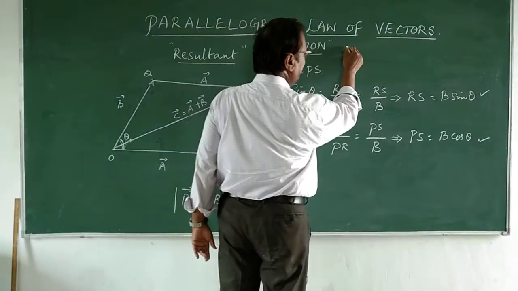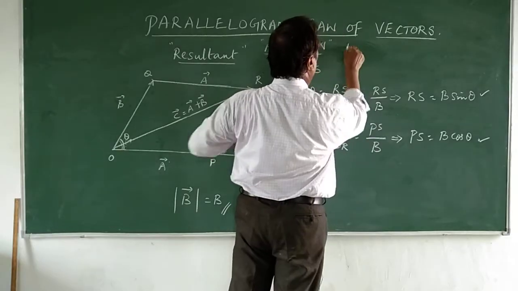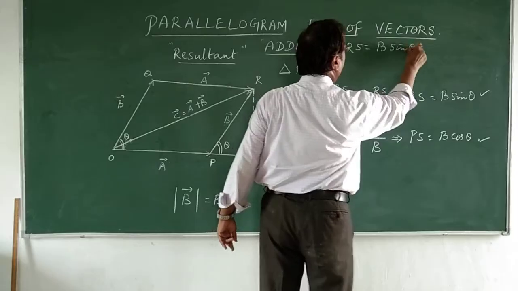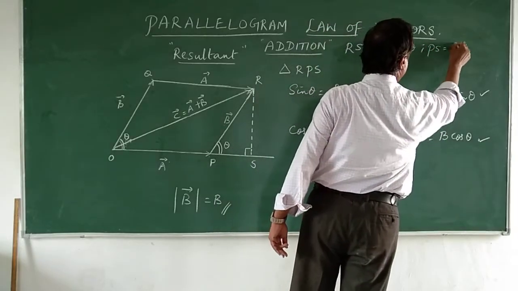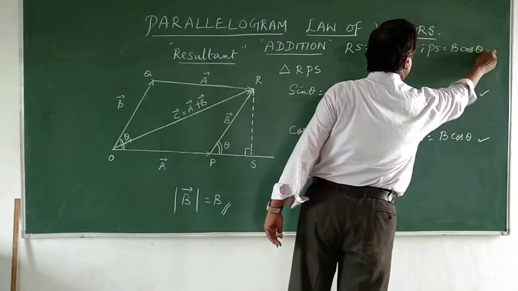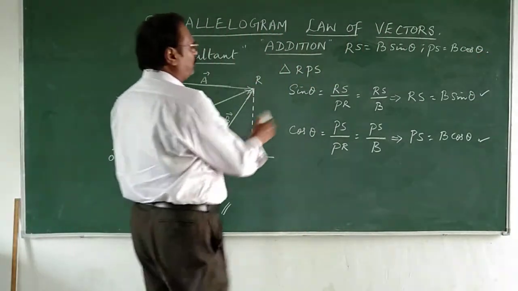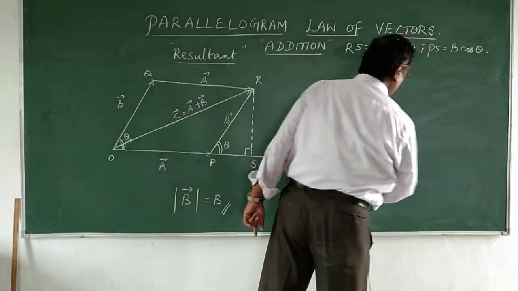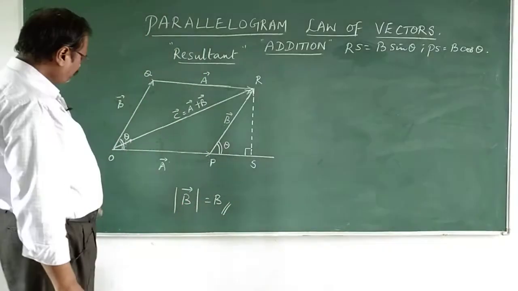Okay. And I will only take RS is equal to B sine theta and PS is equal to B cos theta. Let me remove all other things, because we are going to go to the next step of deriving the parallelogram law of vectors.